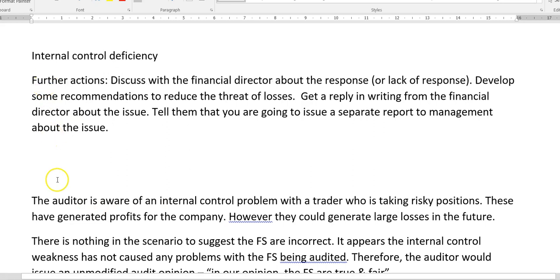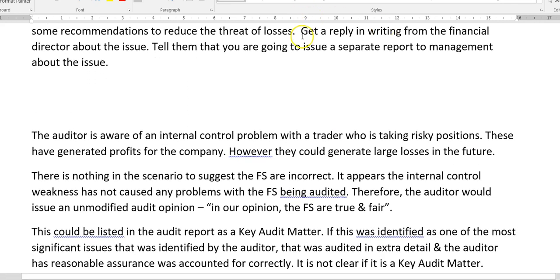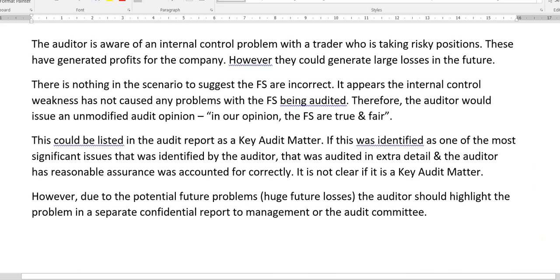Okay, then the rest of the answer is, so a mark or a mark and a half maybe for that, and then say it's an internal control problem, and say that the financial statements are correct. It appears internal control has not caused any problems, so therefore the auditor would issue an unmodified audit opinion. In our opinion, the financial statements are true and fair, because that seems to be the case. It could mention a key audit matter. It could be listed in the audit report only if this is identified as one of the most significant issues, and that the auditor believes or has reasonable assurance was accounted for correctly.